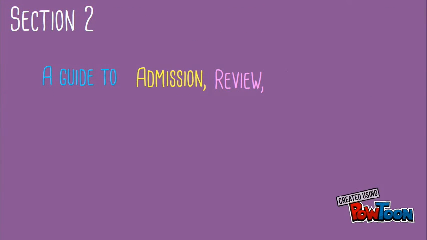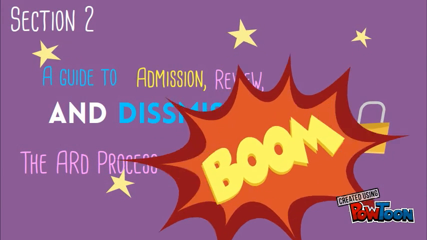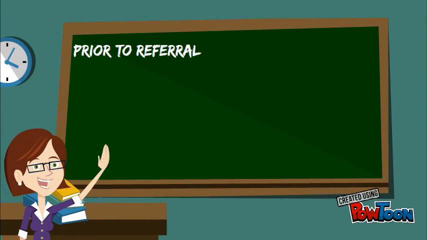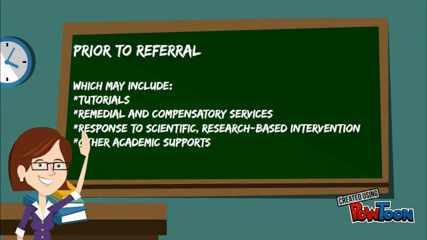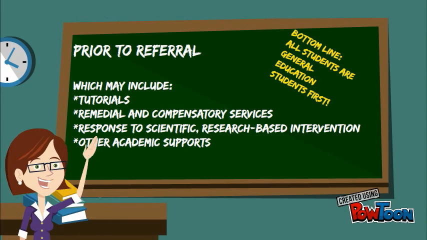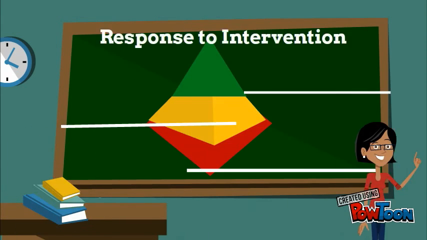Section 2. This video continues the guide to the ARD process. Prior to referral for special education evaluation, the child should be considered for all support services available to all children. Bottom line, all students are general education students first. Federal law directs schools to focus on helping all children learn by addressing problems early.